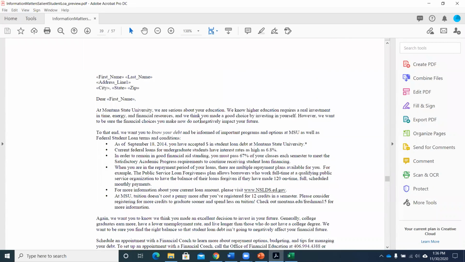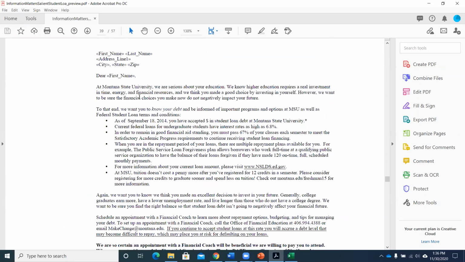Here it is. All right, so they sent this letter out at Montana State and said, you've accepted this, whatever that specific student's amount of money that they've taken out, they've got that student loan debt. Interest rates are currently around this. So in order to pay it off, or to remain in good financial aid standing, they had to pass a certain amount of classes.